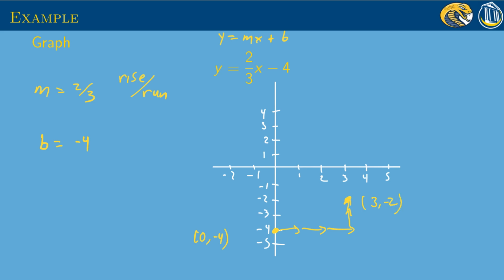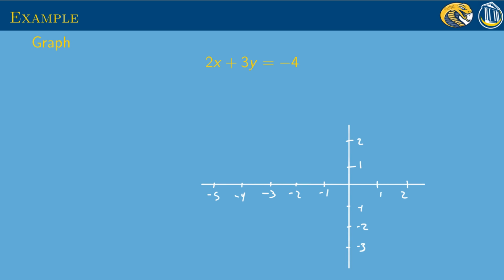From here, we can connect these points with a straight line going off in either direction towards infinity. And if we do this right, it should follow the same pattern. Every 3 steps over, we should go up 2 units. And that should continue off in both directions.